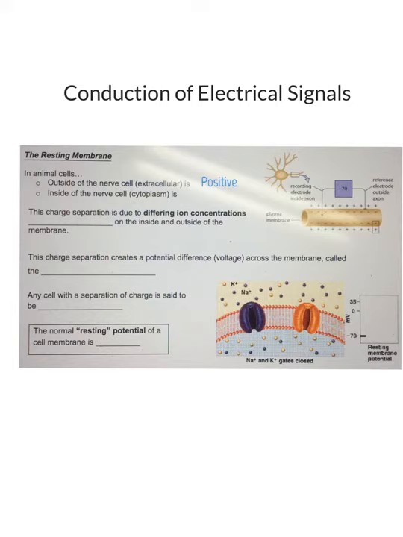And inside of the nerve cell, or inside the cytoplasm, is going to be negative. So you've got the inside negative and the outside positive. There's a charge separation that has to do with differing ion concentrations. If you remember from earlier, when we talked about ions, ions are just any atom that has lost or gained an electron. The ions we're going to be talking about a lot are sodium and potassium. Those are both ions that in these cases have lost electrons, because they are positive.